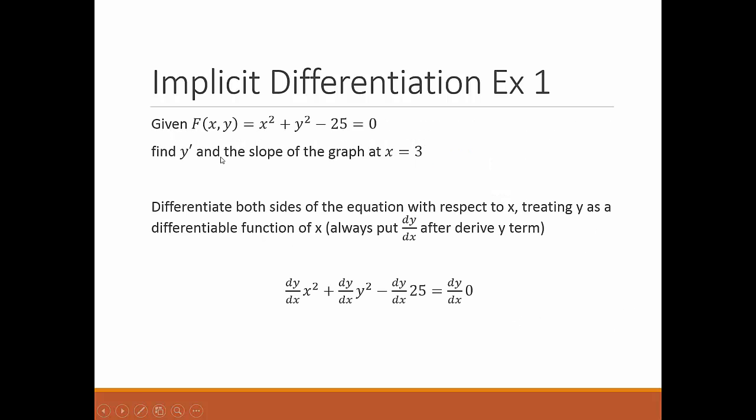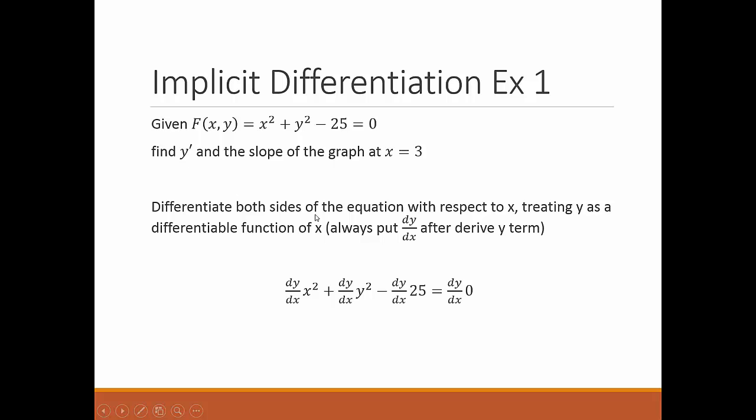So let's see an example. I have x squared plus y squared minus 25 equals 0. I want to find the derivative of this function and the slope of the graph at x equals 3. So we've been writing, a lot of times you'll see just y prime or f prime of x, but that means the same thing as the derivative of y with respect to x. So that means dy dx.